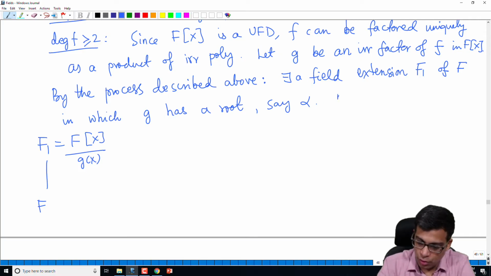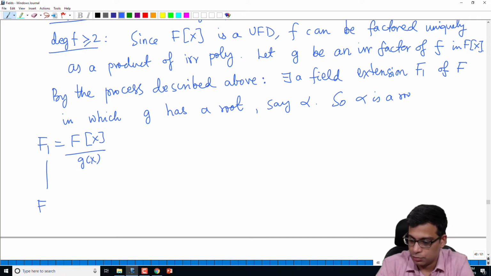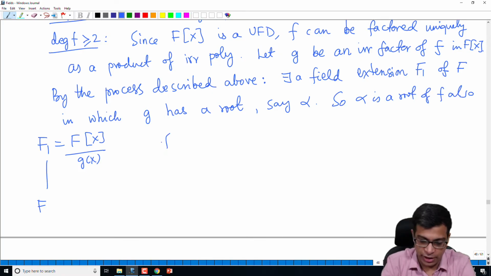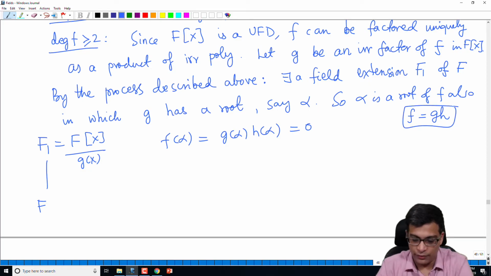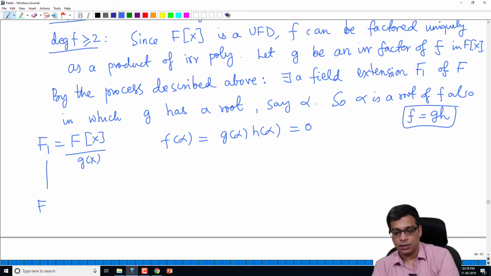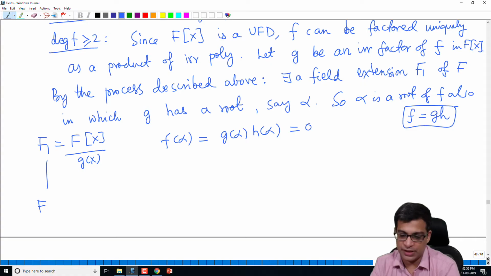So alpha is a root of f also. Right? This is clear because f of alpha is g of alpha times h of alpha. G is a factor of f, so that means f is gh. So f of alpha is g of alpha times h of alpha, which is 0 because g of alpha is 0.